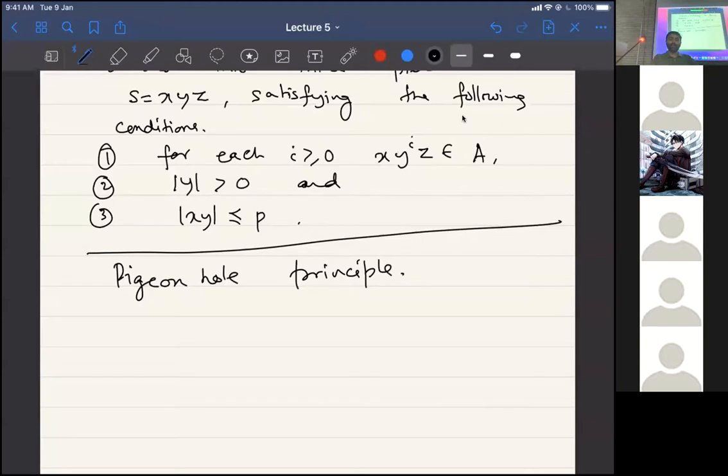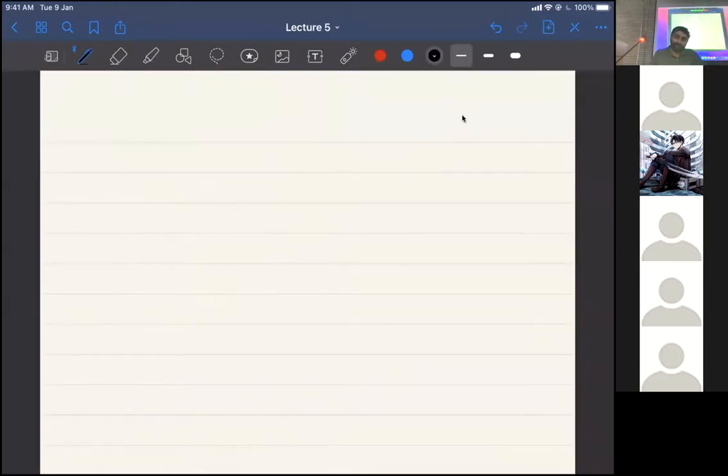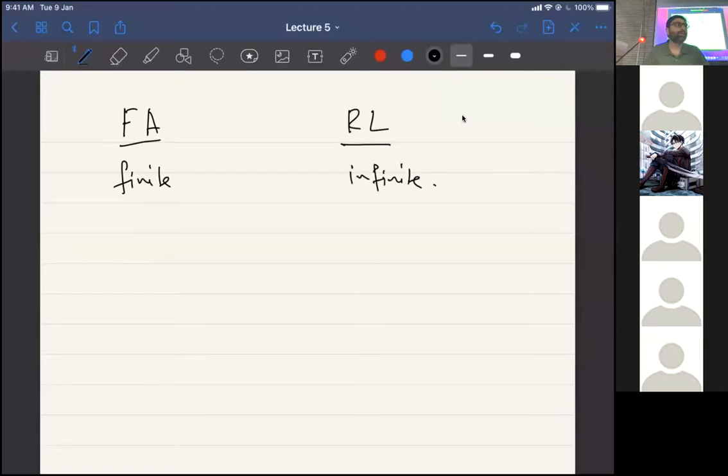But we would use a kind of pigeonhole principle to prove this theorem. Since we are dealing with machines, which we call finite automata, and we are dealing with regular languages which are infinite. So this is finite and this is infinite, right? A language could be infinite. Not only that, it has infinitely many strings. Also the length could be arbitrary, right?